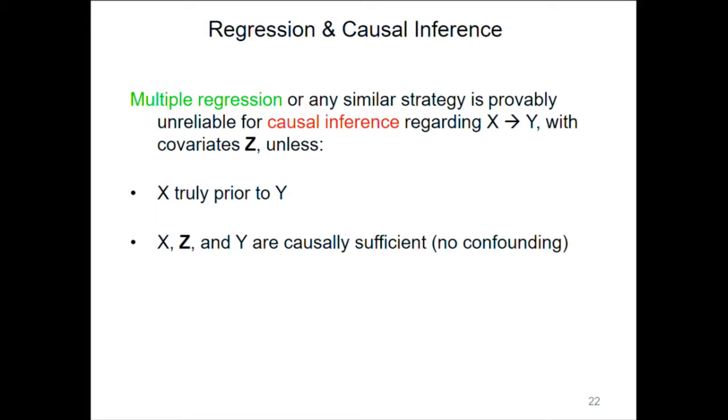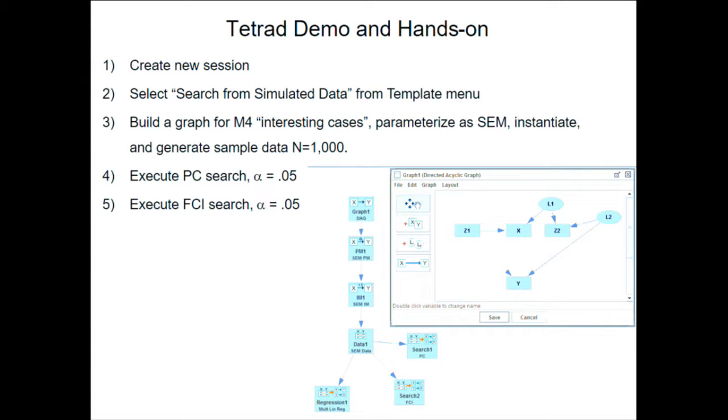And here's the key one: the X and Y and the confounder Z, those set of variables, must themselves be causally sufficient. And what that means is that once I've identified the confounder Z, there are no more confounders between X and Z and Y, or between even the variables in Z themselves, okay? Okay, so I'm going to now go back to Tetrad and demonstrate and show you why this is an unreliable strategy, and then leave it to you to do your own verification.